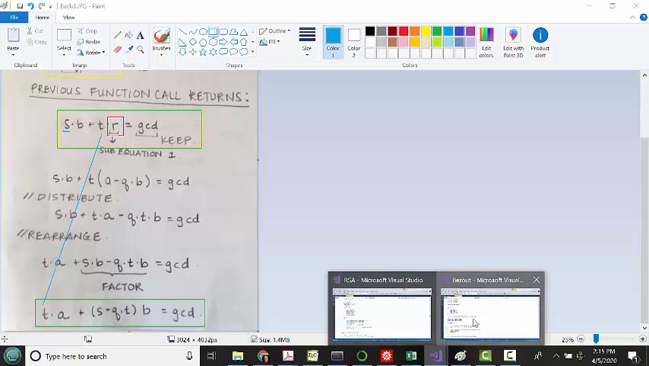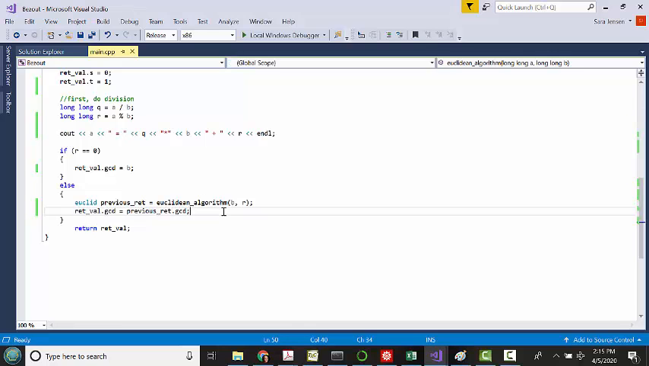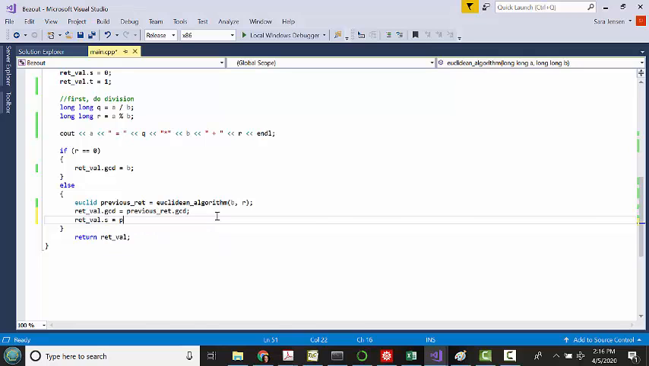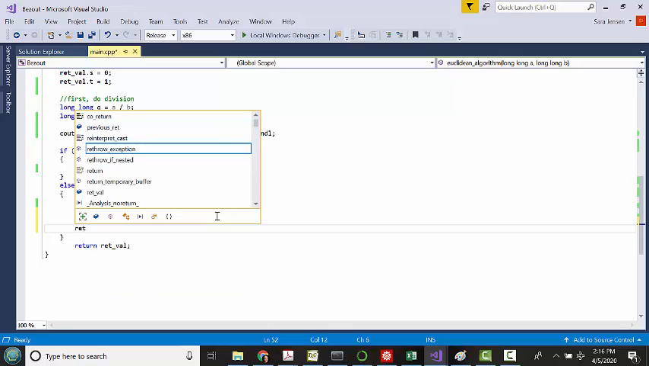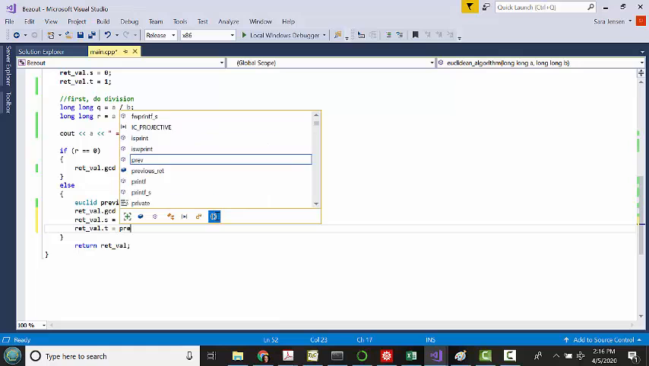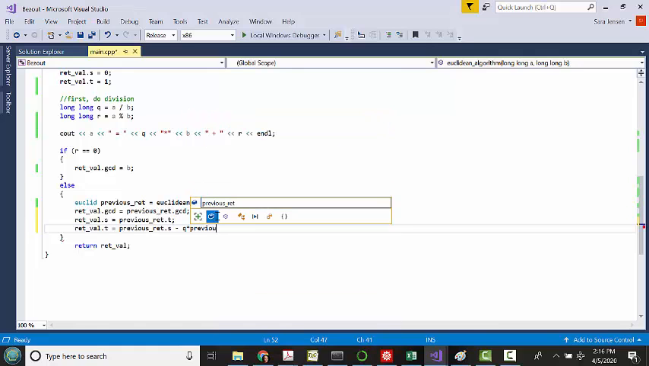If I return to my Visual Studio document and I come down here, let's set my ret value's s value to just be equal to my previous ret value's t value. And the ret value in the spot of t was more complicated. That was my previous ret value's s minus the thing I'm calling q times the previous ret value's t. And those are the new values that I want to pass on to the function before me.